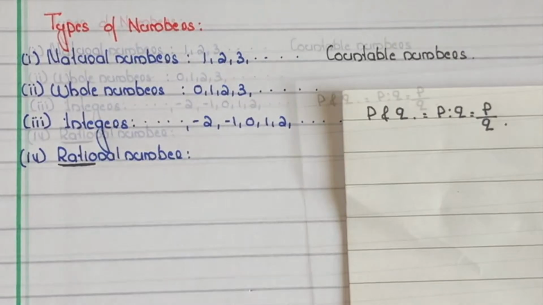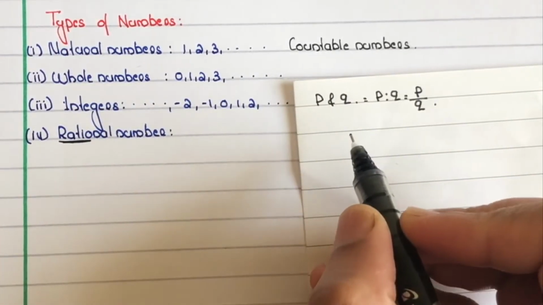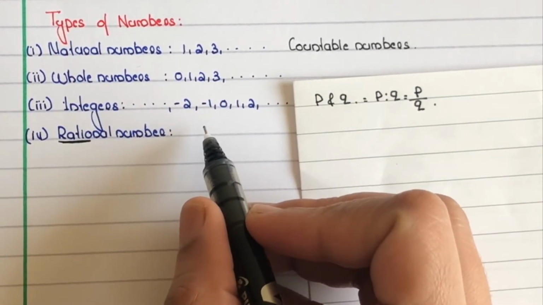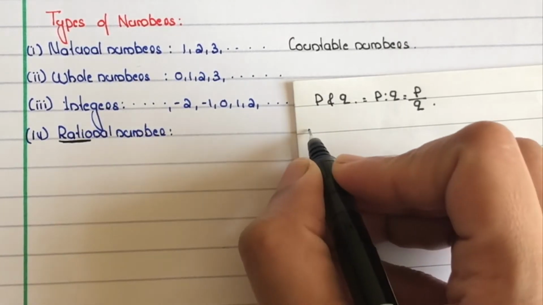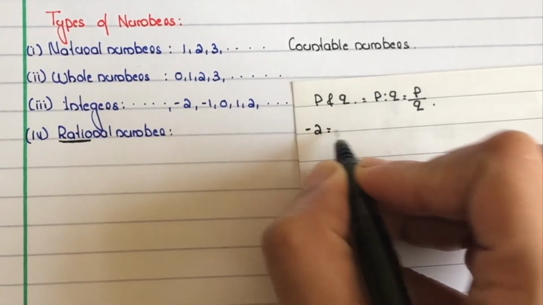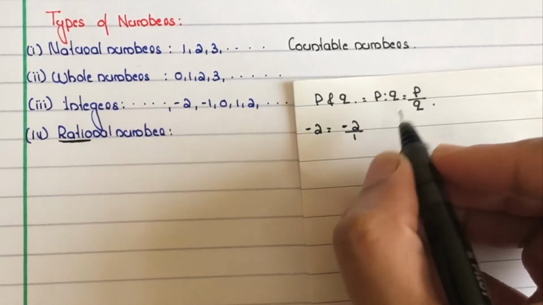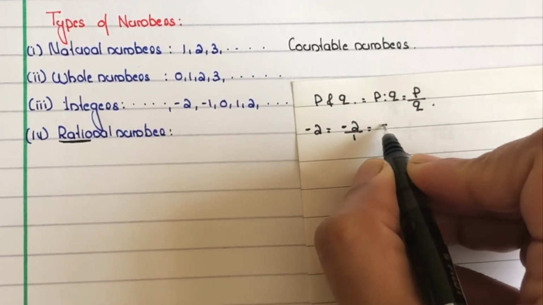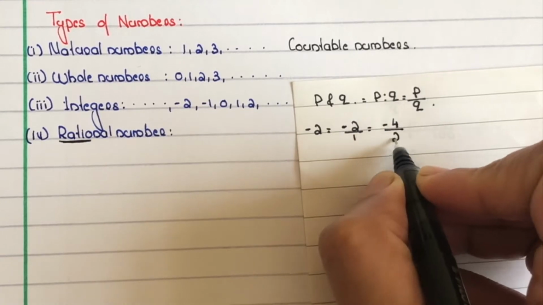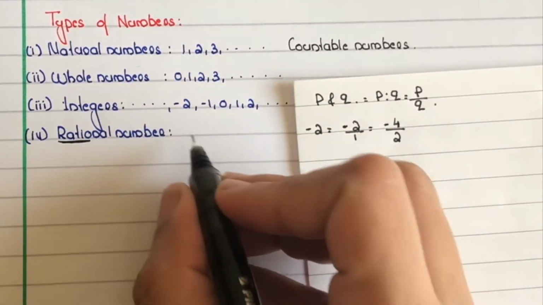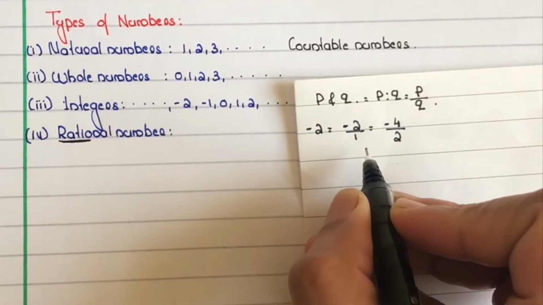Now, which numbers can you express in ratio form? Consider the integers. Take -2. You can express -2 as -2 by 1, or -4 by 2. So negative numbers can be expressed in ratio form.